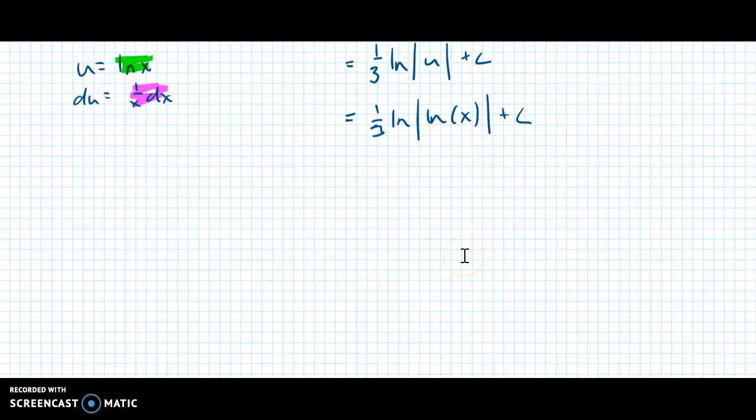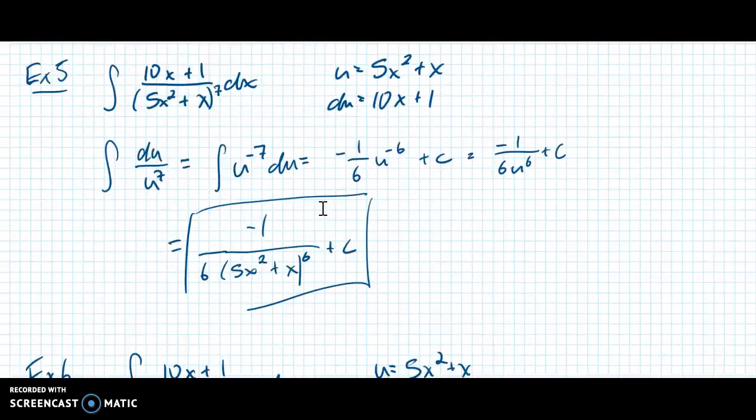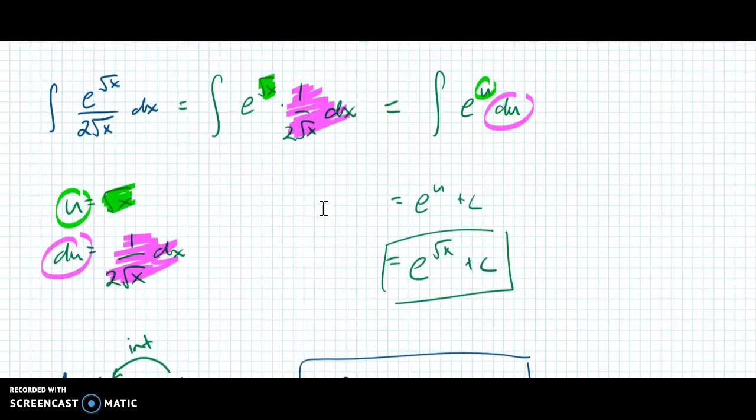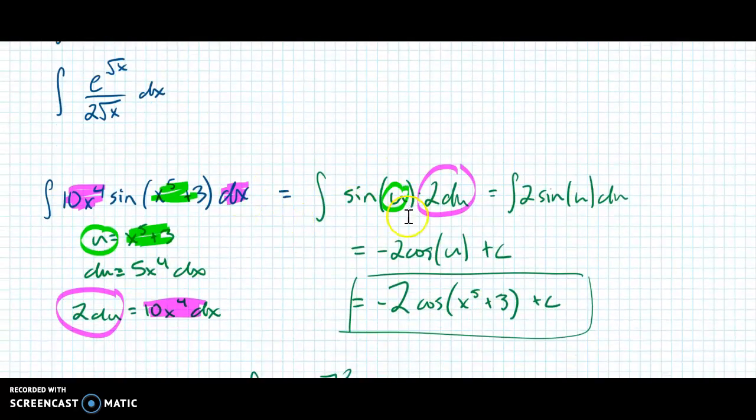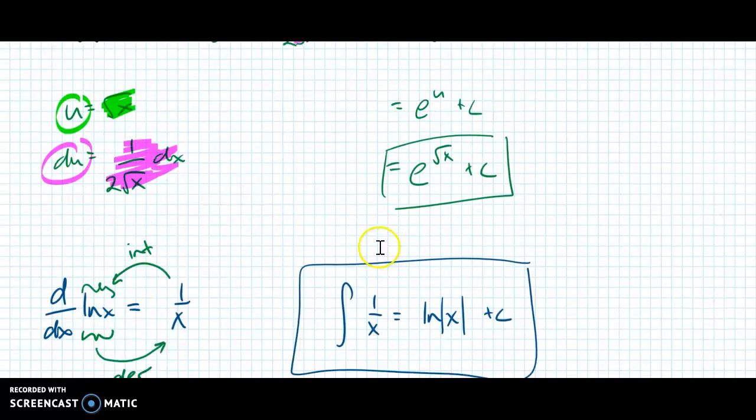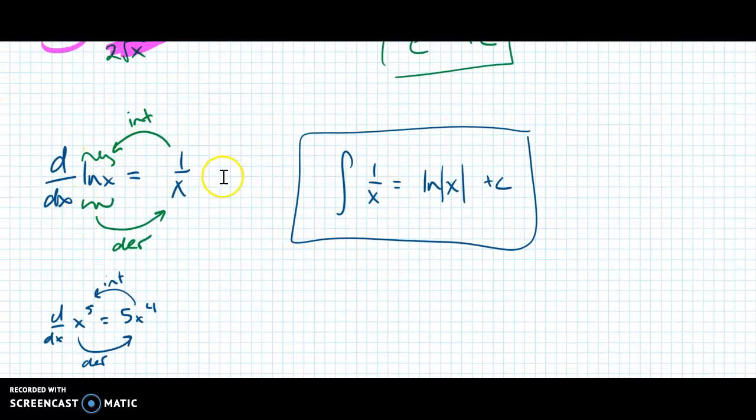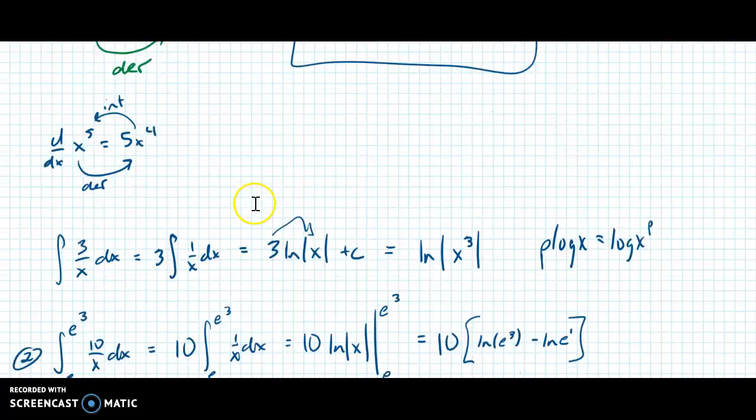All right, so I'm going to stop there. I'm not going to do any more examples. I'm going to send you off to do some problems on your own. But just to quickly refresh, we did a lot here. We did some u sub antiderivative stuff. We practiced that, and hopefully you're good with that. We talked about the derivative of ln and then what the integral of 1 over x is.